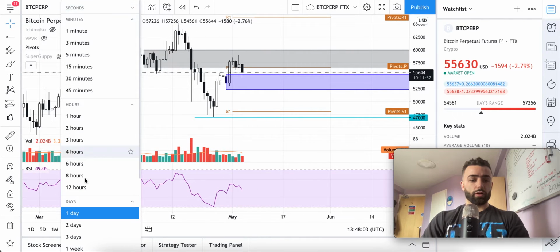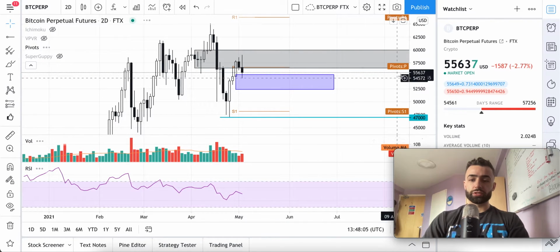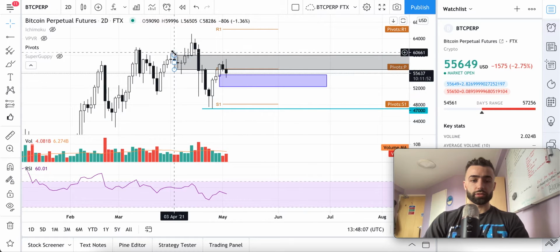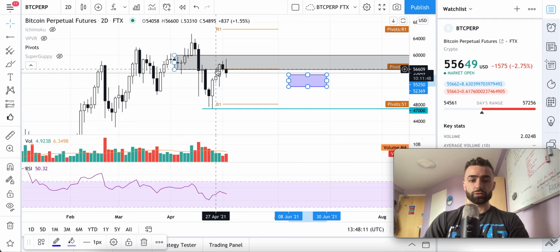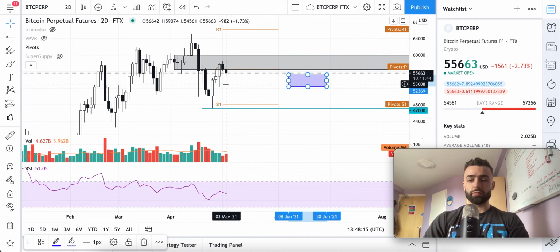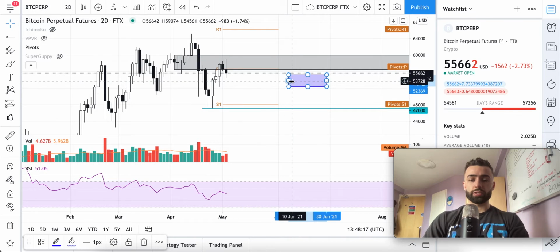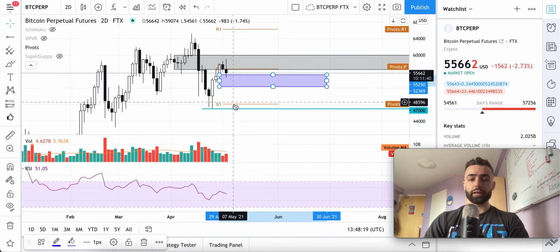First off, we have our resistance zone. The resistance zone is this 2-day resistance zone right here, this gray zone, where you can see if we move this over, on the initial test we came up, rejected off of this once, came up, rejected off a second time here. So we've had 2 rejections off of this level already.